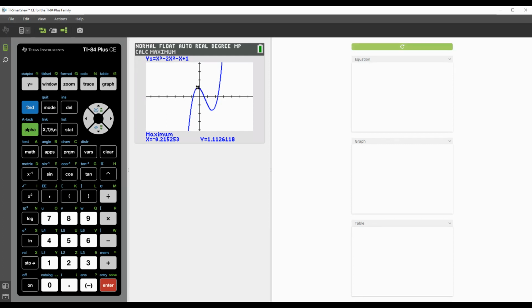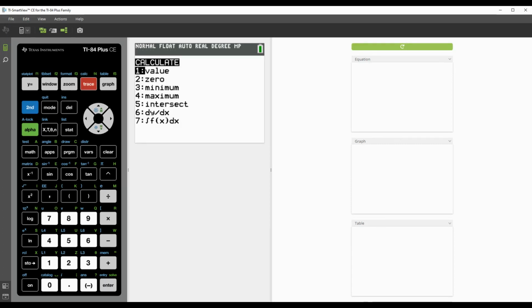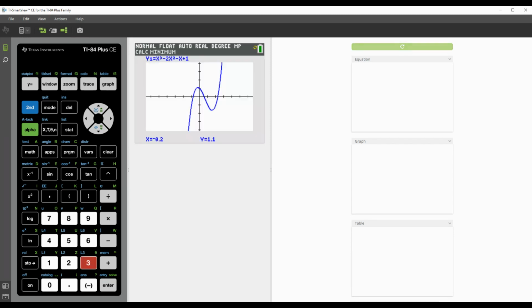I'm going to do the minimum. So second, calculate. This time I'm going to select number 3, which is the minimum. My minimum is definitely on the other side of this left bound, so I could actually just hit enter right now. But for my right bound, I'm going to have to pick something beyond what I think is the minimum, which is maybe 1.5. So I could say 2. I'm going to hit 2. And it gives you these great lines. It's saying, do you think the minimum is between here and here? And I do. I think it's right there. I don't worry about the guess. I just hit enter. And there you go.